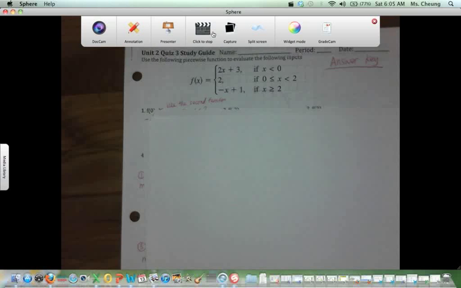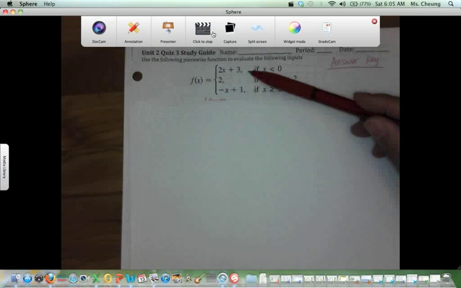This is to prepare for your Unit 2 Quiz 3, so I'm working on the study guide. Question number 1, you have to use the following piecewise function to evaluate the following inputs. So you're given 3 functions.